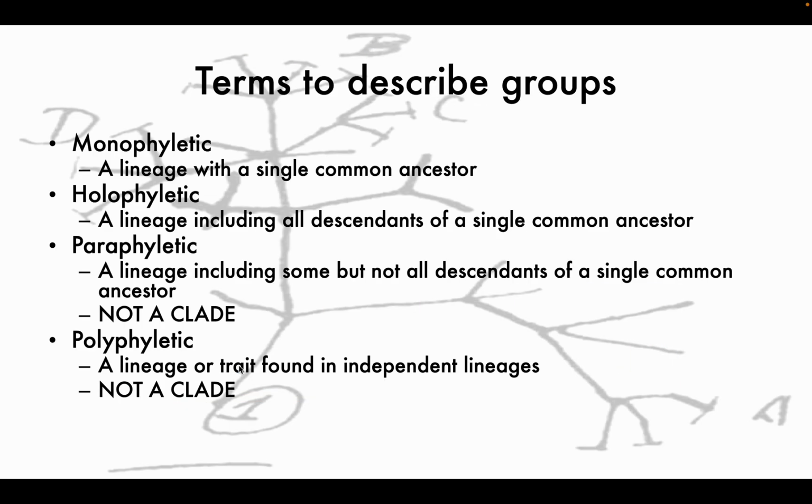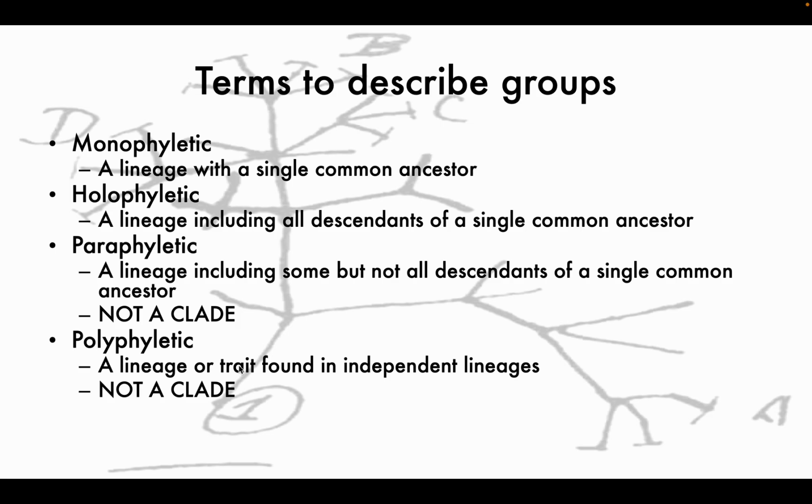Now that we've seen some of the basics of how tree thinking can be applied to biodiversity, we need to learn some terms to describe clades and things that look like clades, but maybe they aren't. A true clade, which includes a single common ancestor and every single descendant from that ancestor, is monophyletic. Mono means one, like a monocle, and phyletic refers to the evolutionary history of a lineage. Holo means all, or the whole of something. So a holophyletic lineage is essentially synonymous with a monophyletic lineage.